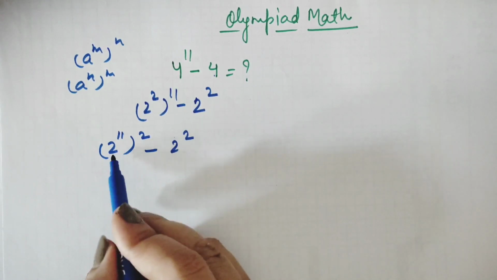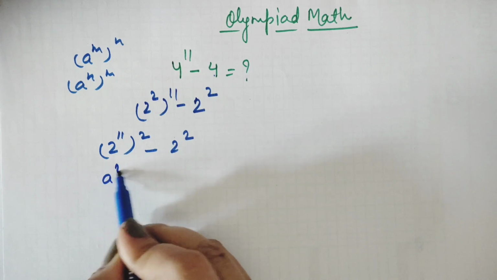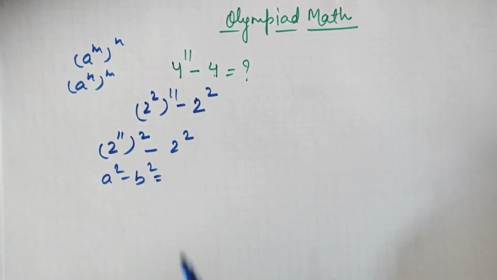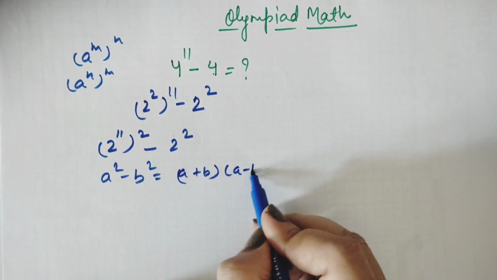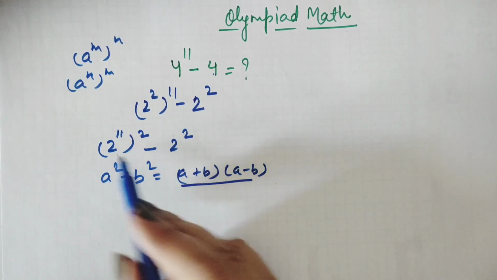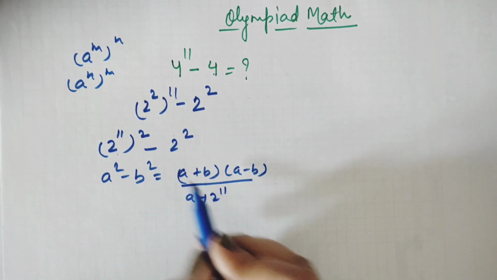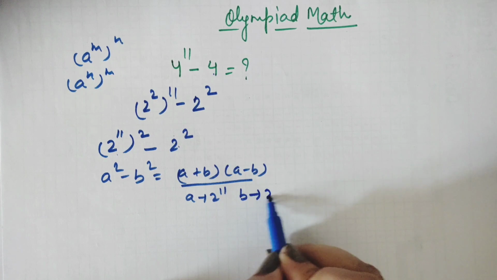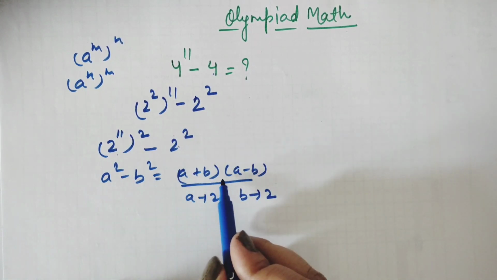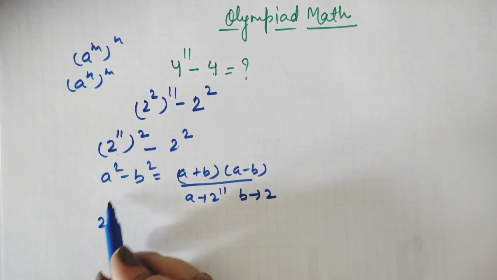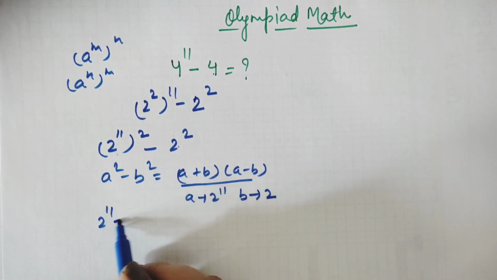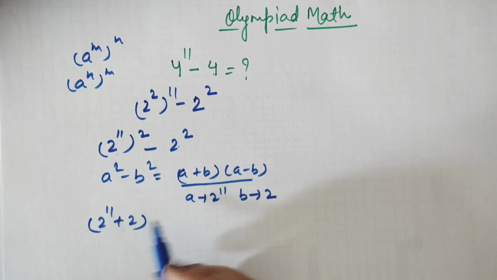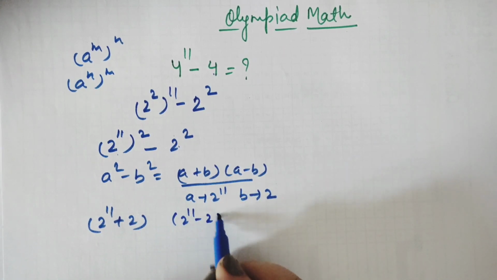So we are applying here the identity a square minus b square, which is equal to a plus b, a minus b. Here a is 2 raised to the power 11 and b is 2. So we are using this identity here: a square minus b square is a plus b and a minus b.